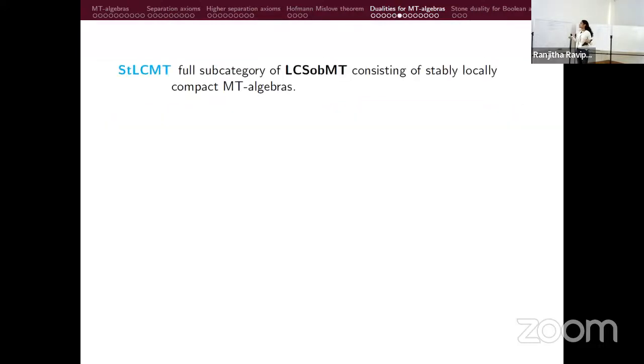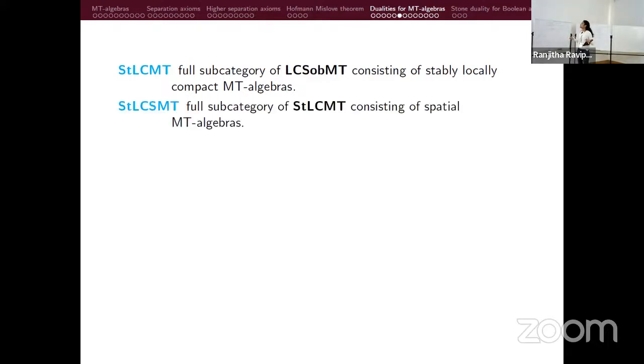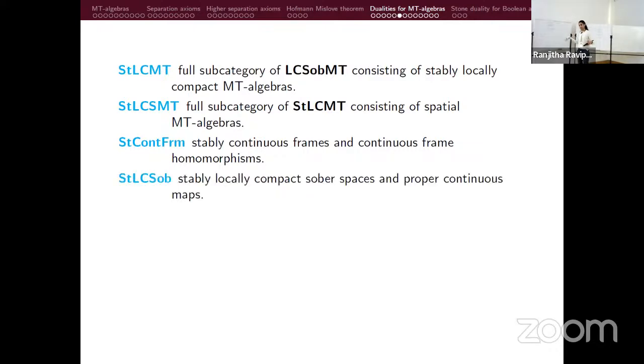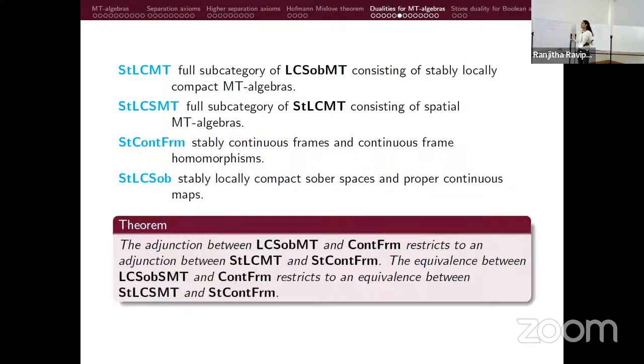Again, it's the same thing, so I'm just going to run through it. You have LC SOB to stably now and spatial, and then continuous to stably continuous, and locally compact sober spaces to stably locally compact sober spaces. And then the adjunction we had here will now restrict to stably locally compact, and the equivalence will restrict to stably locally spatial empty algebras.